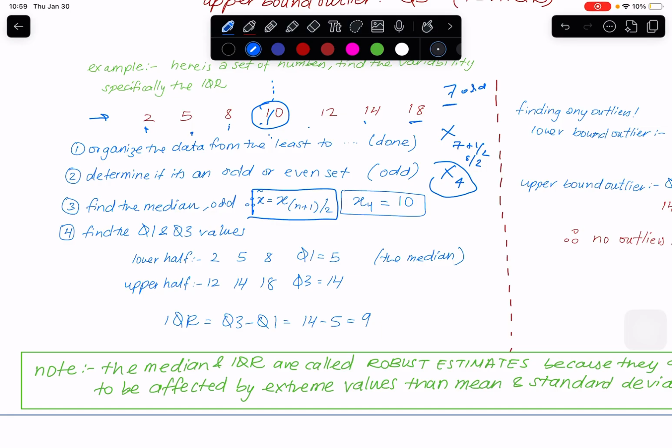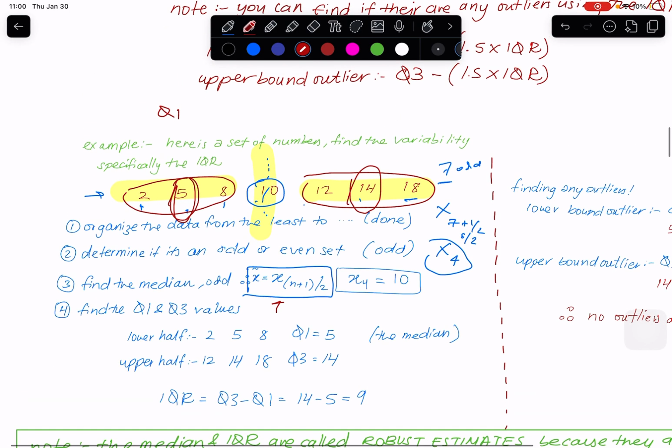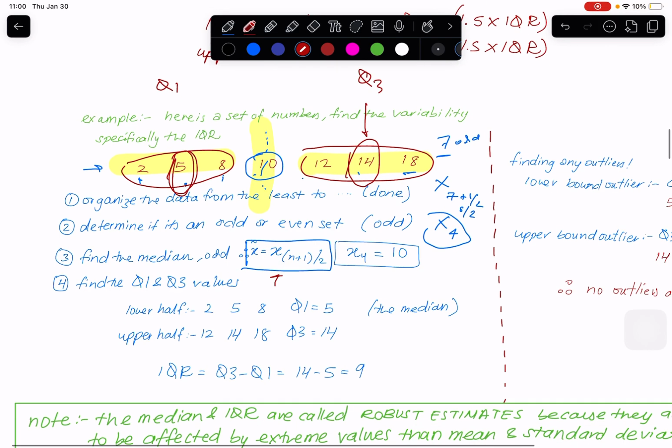What you do now to find the IQR is separate the set. Look at this set here. You're going to separate it into the set below 10 and a set above 10. Don't include 10 now. Okay? So again, find the median of the lower set and of the higher set. You can visually see it, or you can use this equation again. So the median of this set is 5, the median of this set is 14. This basically tells you that Q1 is 5. Q3 is 14. We said IQR is Q3 minus Q1. So you're going to do 14 minus 5, which is equal to 9.